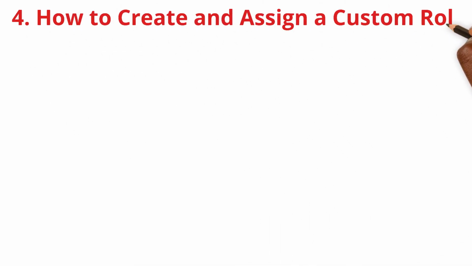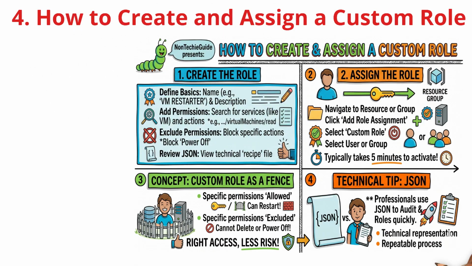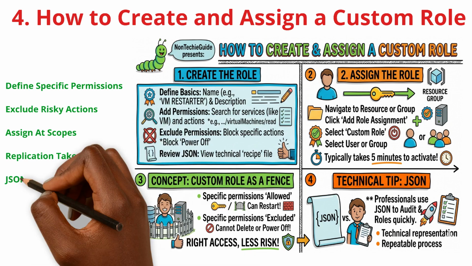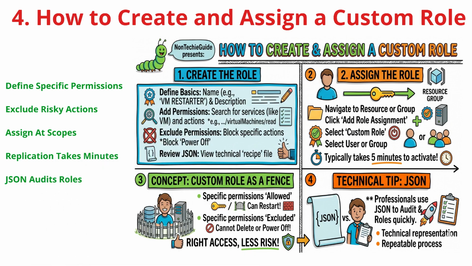Creating a custom role is like building a bespoke security fence around your digital assets. The process starts in the Azure portal under Access Control. First, you define the basics by giving your role a clear name and description. Next, you pick your permissions. This is where you search for specific services like virtual machines and select exactly what the user is allowed to do. To make it even more secure, you can use the exclude feature to explicitly block dangerous actions like pulling the plug on a server.